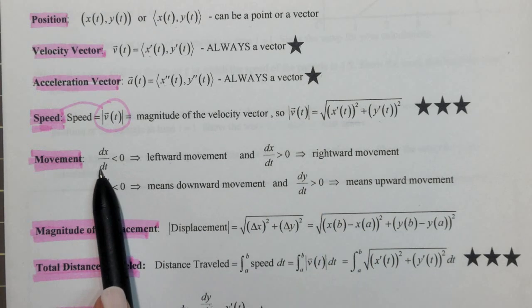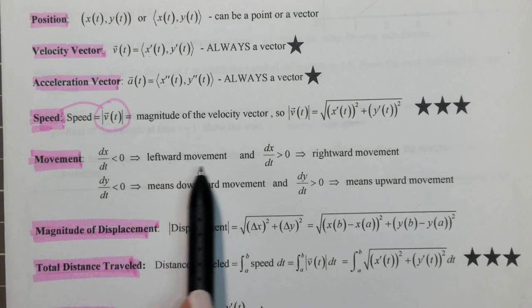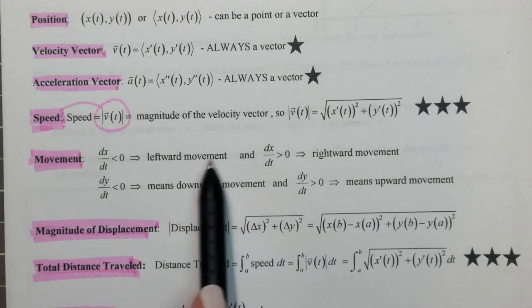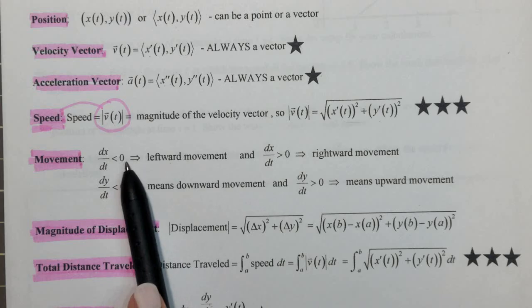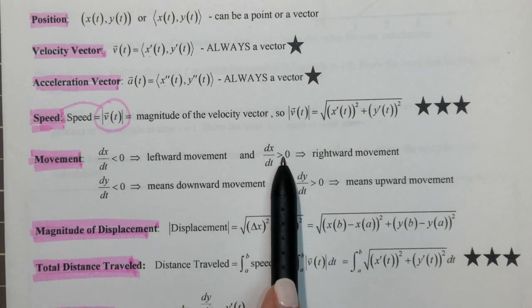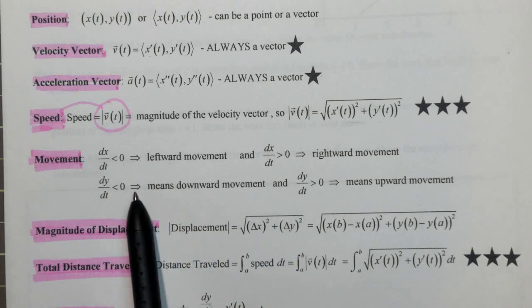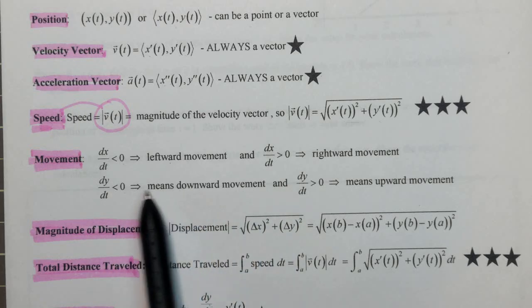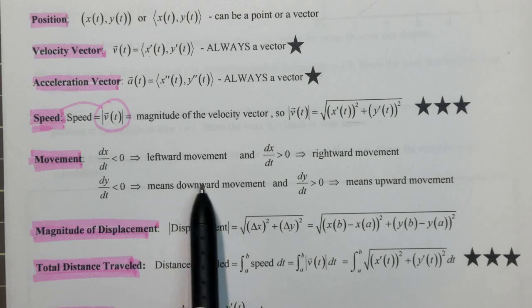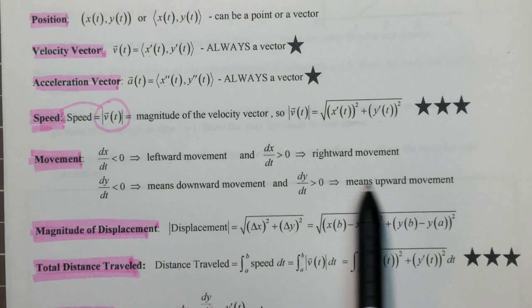X prime of t indicates horizontal movement. Left if it is negative, right if it is positive. Y prime of t indicates vertical movement. If it is negative, we're going downward. If it is positive, we're going upward.